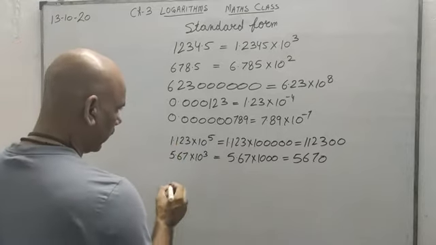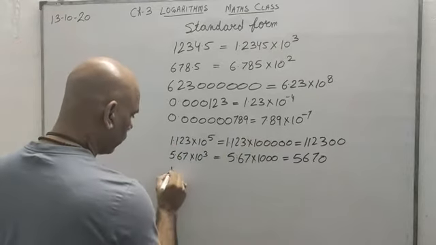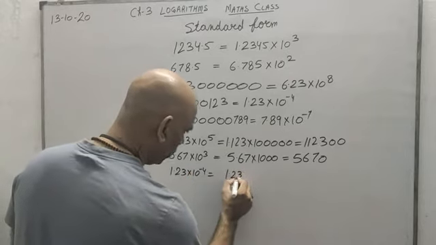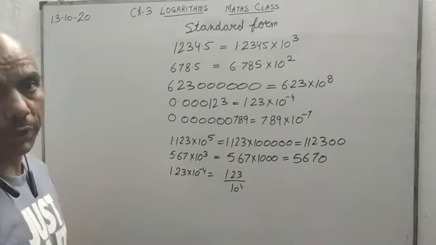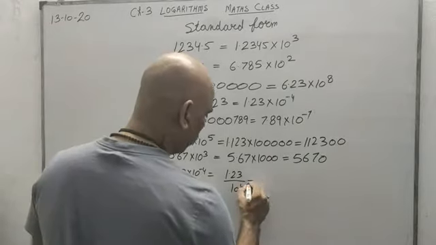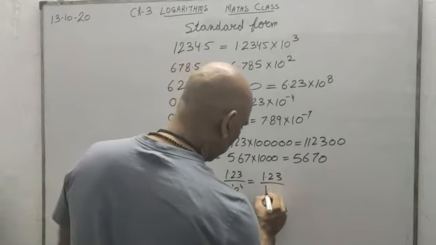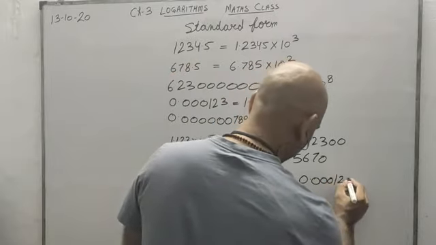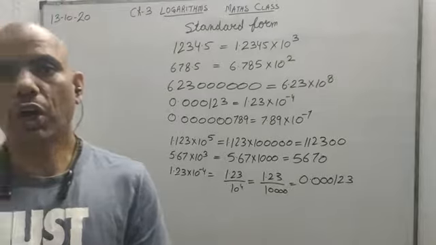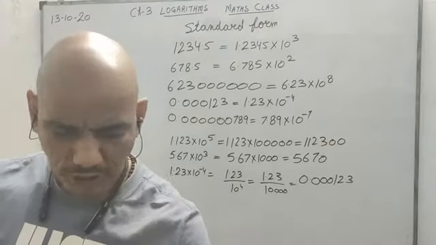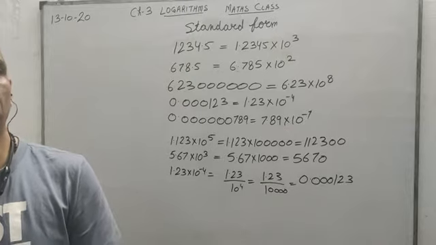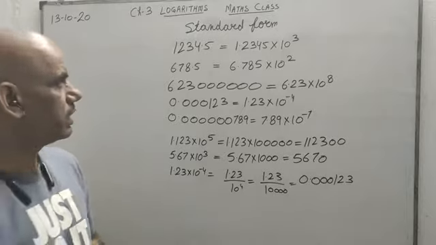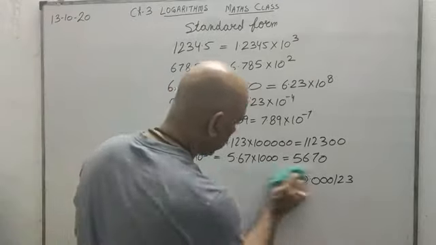In the case of negative, for example, we have 1.23 into 10 to the power minus 4. So 1.23 upon 10 to the power 4, or you can say 1.23 upon 10,000, and then it will be converted into 0.000123. So this is all about standard form, and from standard form only we will switch towards the log table. Because when a number is in the standard form, thereafter we will see its log. So we will start from there only.